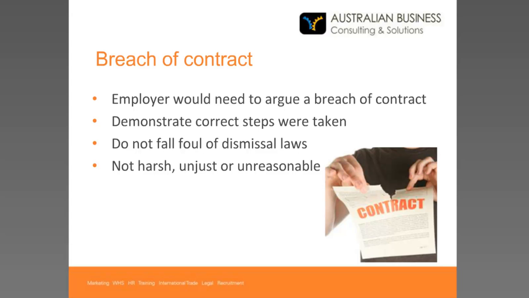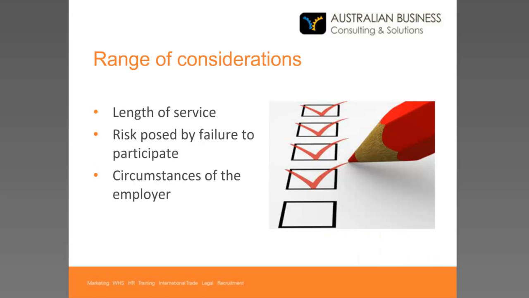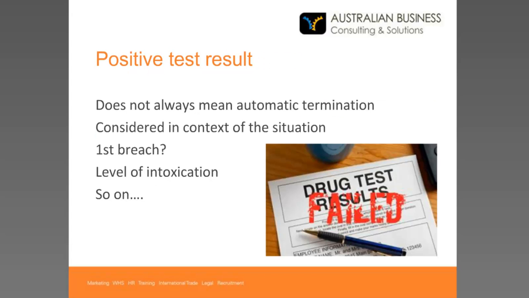So what happens if there is a positive test? That's certainly something that many of you may be asking, and I've got a couple of questions around that going forward. So should it mean that if someone does fail a test, there's automatic termination? It does need to be considered in context, and the question there would be, was it the first breach, for example? And what was the level of intoxication, and so on?